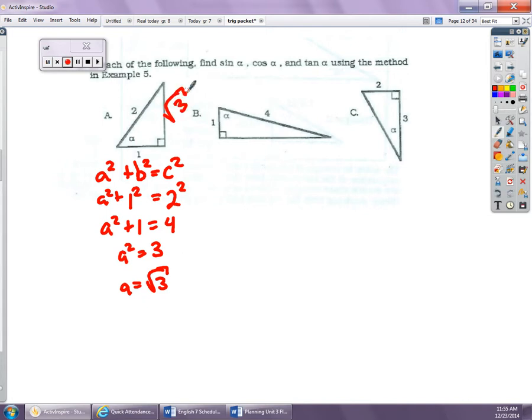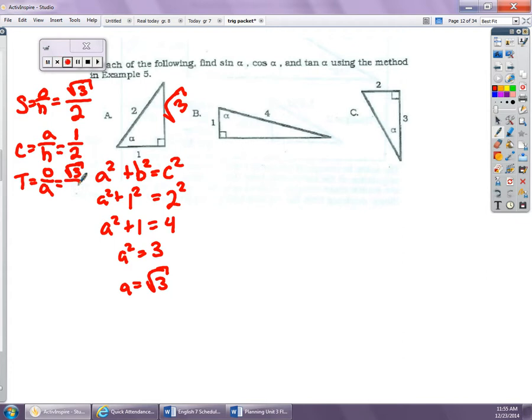And then we just label our sine, which is opposite over hypotenuse. So the opposite is the square root of 3. The hypotenuse is 2. Cosine is adjacent over hypotenuse. Adjacent is next to this, so the adjacent side is 1. The hypotenuse is still 2. And the tangent is opposite over adjacent. Opposite of our angle is the square root of 3. The side adjacent to our angle is 1. So that's how we get these three trigonometric ratios.